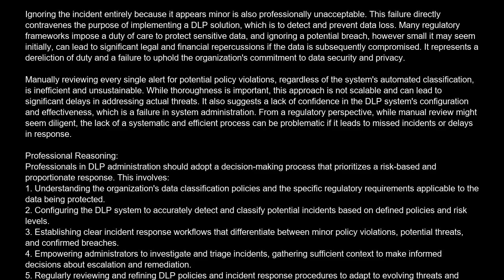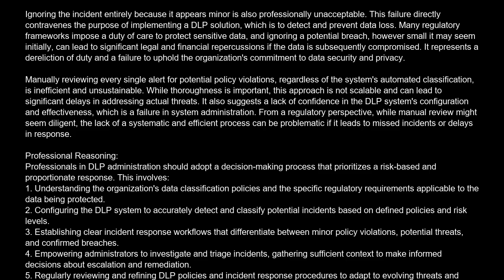Ignoring the incident entirely because it appears minor is also professionally unacceptable. This failure directly contravenes the purpose of implementing a DLP solution, which is to detect and prevent data loss. Many regulatory frameworks impose a duty of care to protect sensitive data, and ignoring a potential breach, however small it may seem initially, can lead to significant legal and financial repercussions if the data is subsequently compromised. It represents a dereliction of duty and a failure to uphold the organization's commitment to data security and privacy.